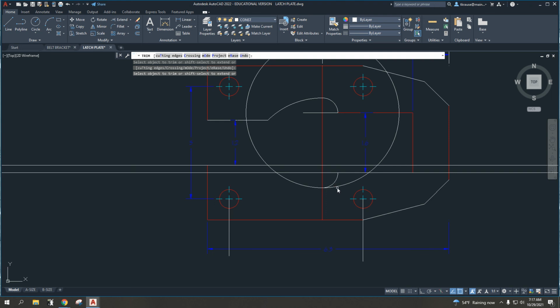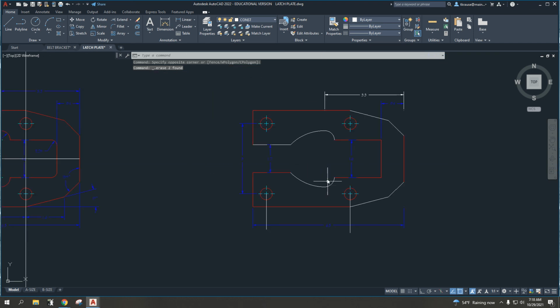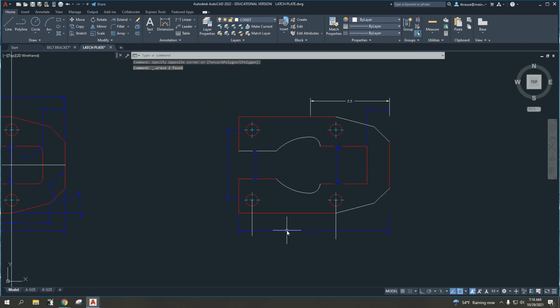Okay, and the large circle goes away there. And that large circle goes to this 1.5. So that circle stops there. Okay, and then I can come in, I can do some deleting, some selecting, and that would get me my overall shape.